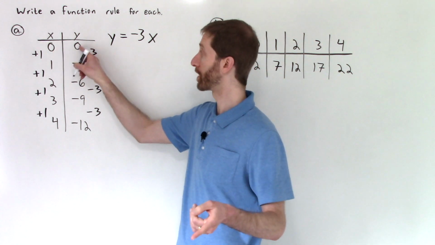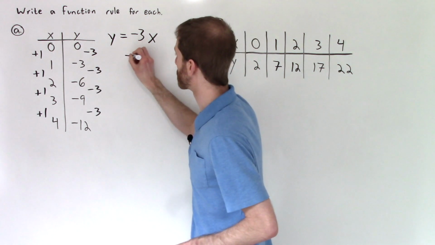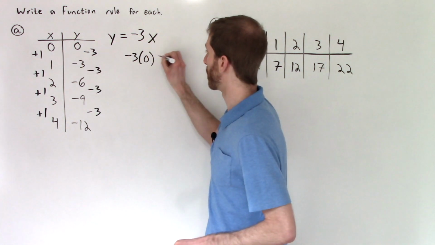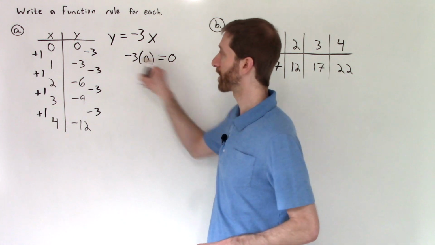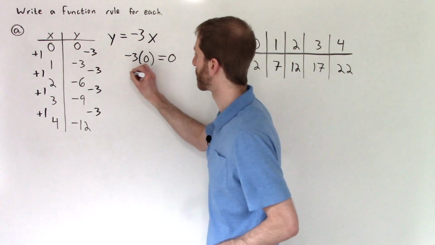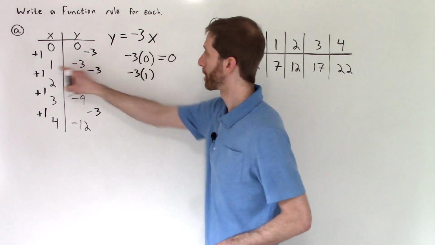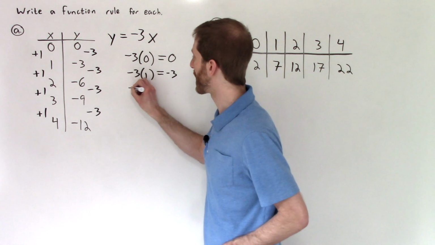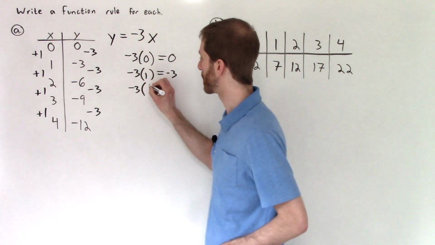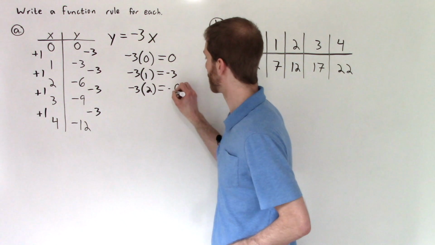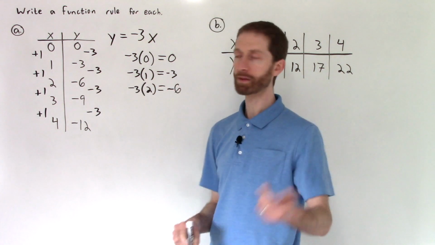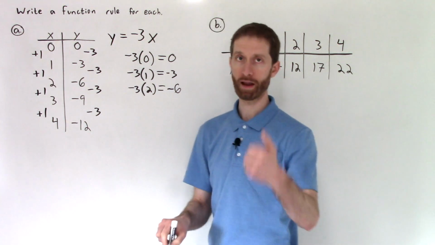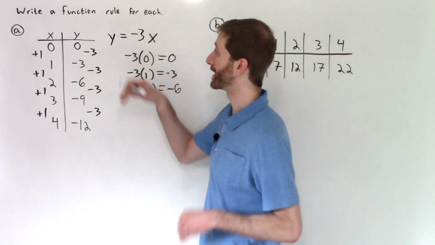So if I plug in 0, I should get out 0. We'll do a couple of them just to check. -3 times 0, checking the top row, is equal to 0. So our X value gave us out the corresponding Y value. We're good so far. -3 times 1 is going to give us out -3. All right, we're in good shape so far. -3 times 2, the input, gives us out -6. Sweet. And we can keep going. -3 times 3 is -9. -3 times 4 is -12. So that means our function rule is correct.